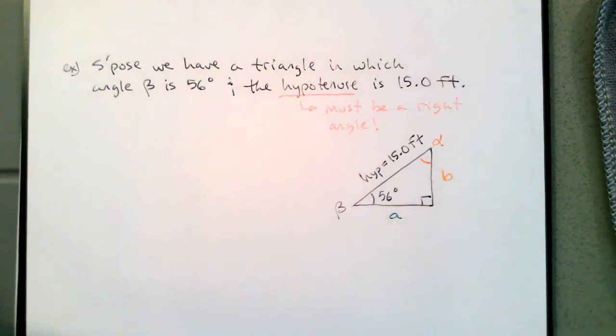The three pieces of information that we have are the right angle and the hypotenuse. Angle beta is 56 degrees. So that's our given three. The three that we're looking for are alpha, side A, and side B. Those are the three that we need to find.